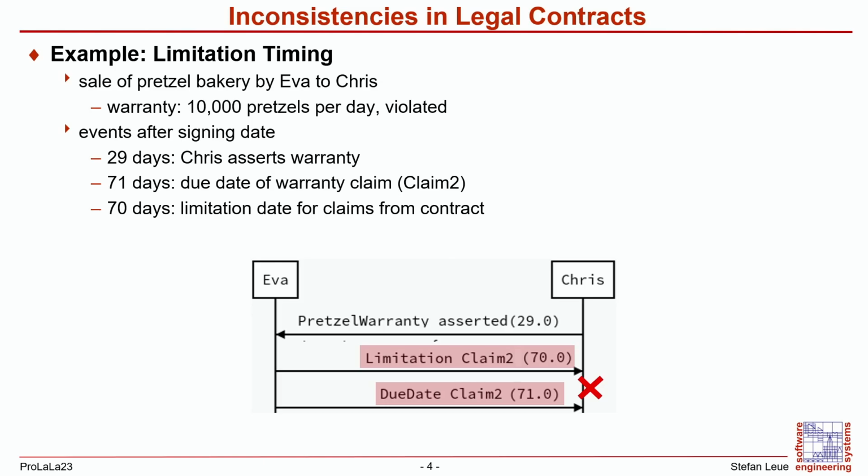And actually, we're assuming that this is violated, and so the contract says that 29 days after the signing date, Chris is asserting the warranty, which means that 71 days is the due date for the warranty claim, and 70 days after signing, the limitation for this contract takes place, so that in essence this warranty is not covered by the contract. It's these kinds of inconsistencies that we would like to automatically analyze.